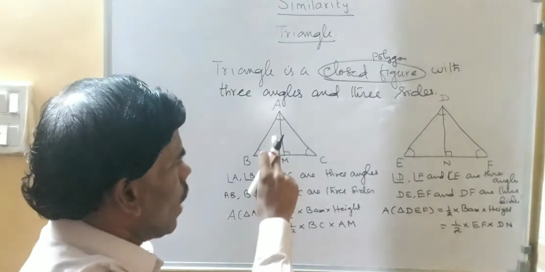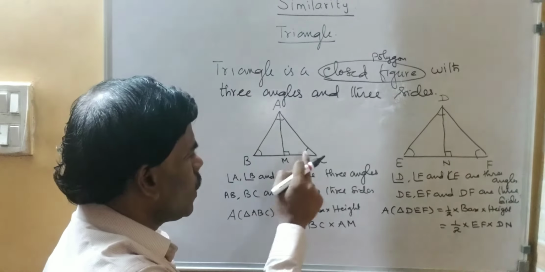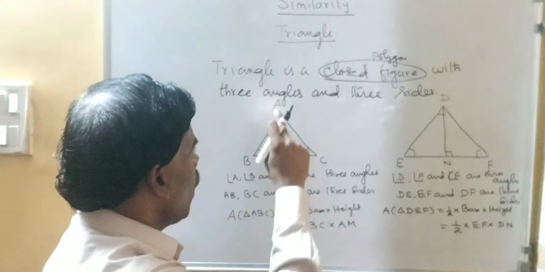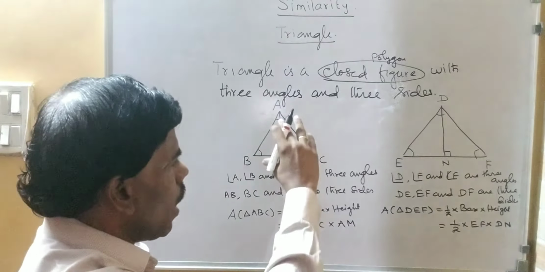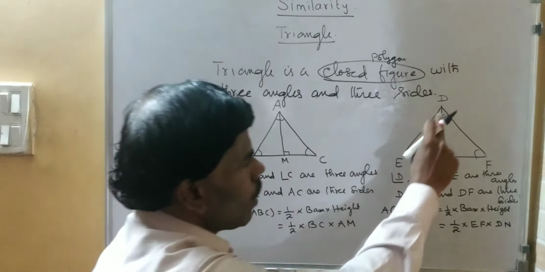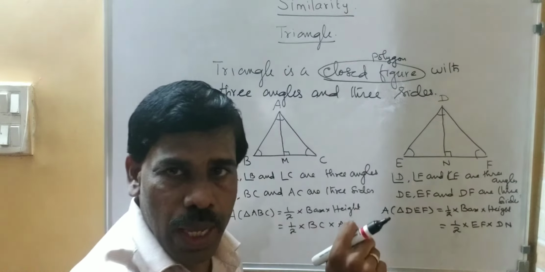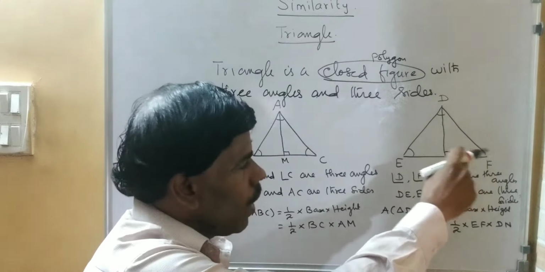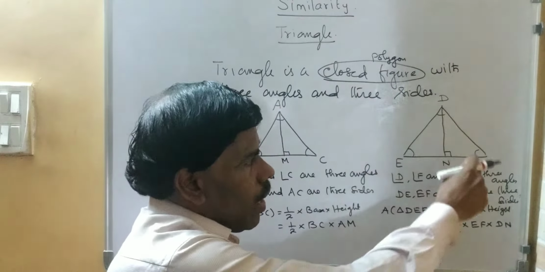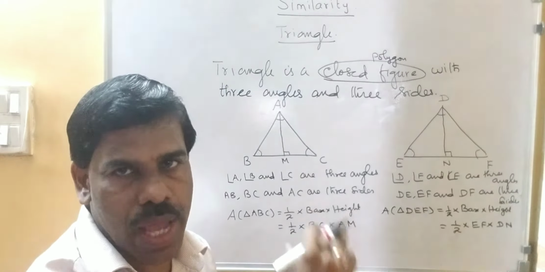So I have drawn two triangles. One is ABC. Look here, A, B, C are three angles, and AB, BC and AC are three sides of this triangle ABC. Similarly, I have drawn another triangle, triangle DEF. It has got three angles, D, E, F, and the sides are DE, EF and DF. So we call them triangles.